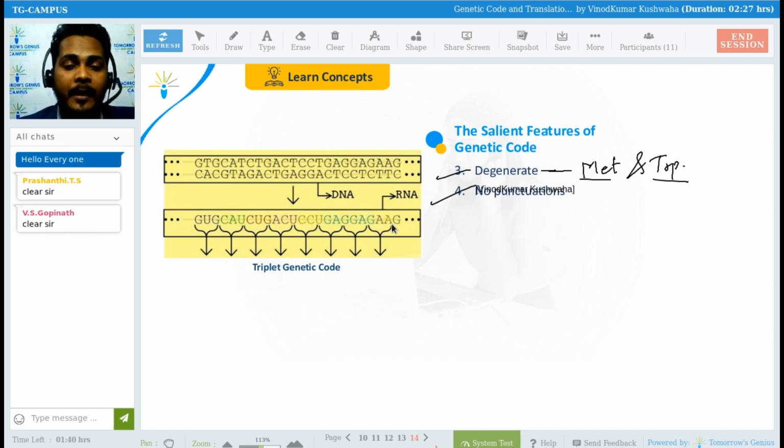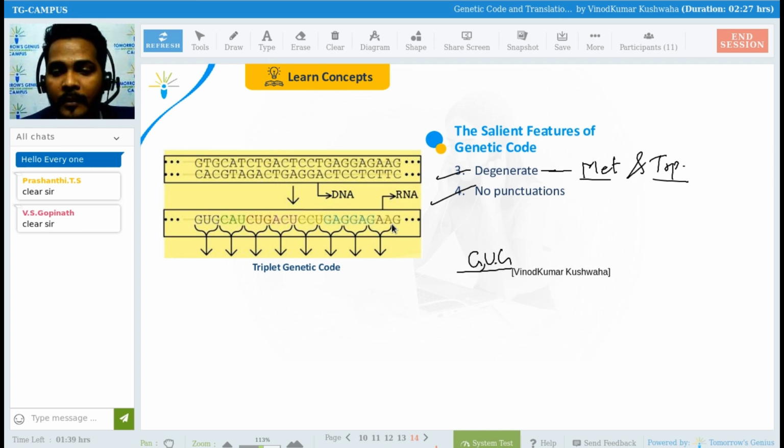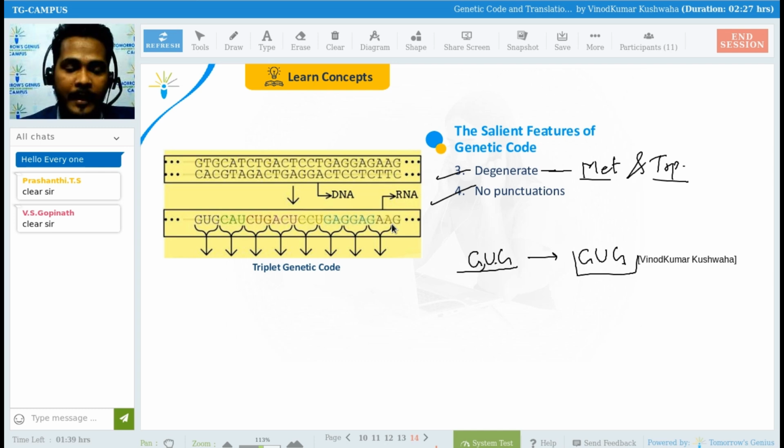Another one is no punctuation. That means while writing this triplet genetic code, it should be in the same sequence without any punctuation, without any comma. Suppose I'm writing GUG, there should not be any comma or punctuation between this 3-letter code. It should always be written in the form GUG, like this only. That's why it is mentioned over here: no punctuation, no comma. Clear?